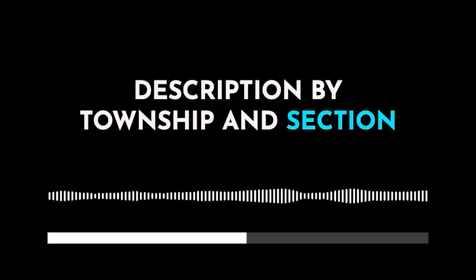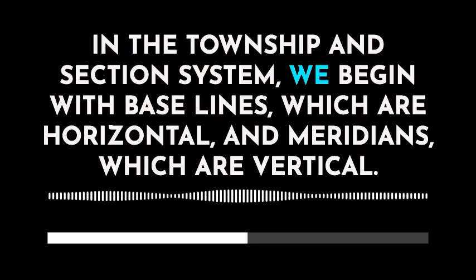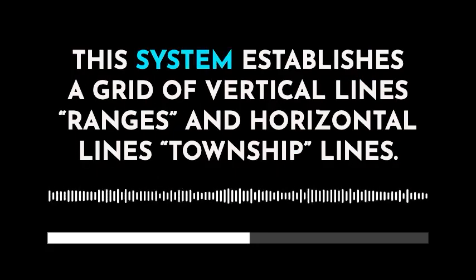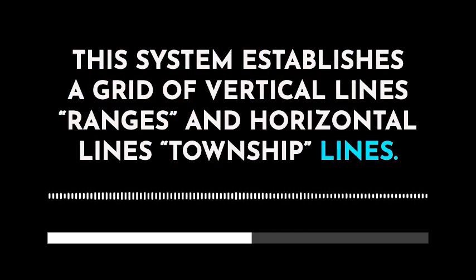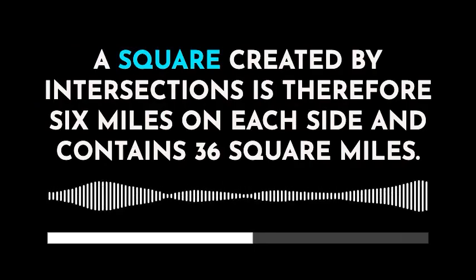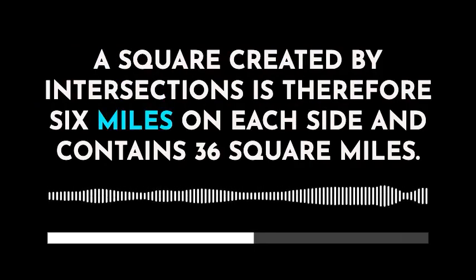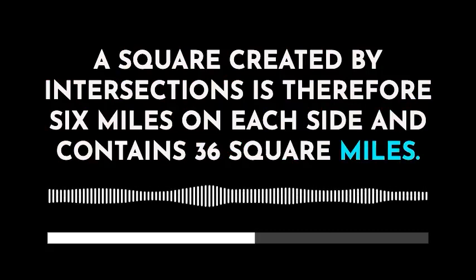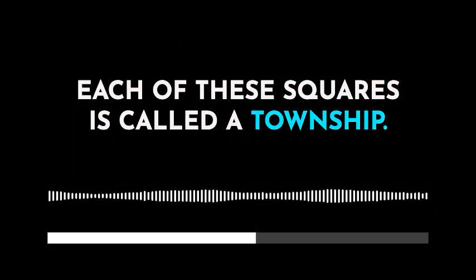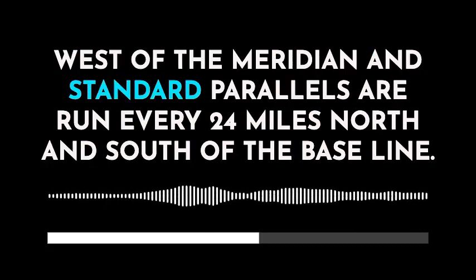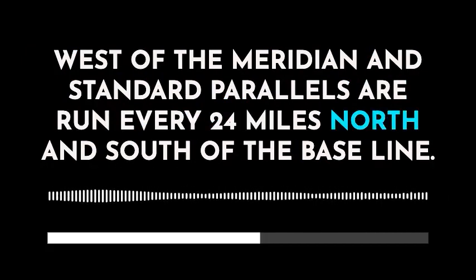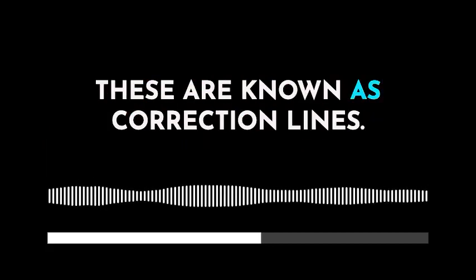Description by township and section. In the township and section system, we begin with baselines, which are horizontal, and meridians, which are vertical. This system establishes a grid of vertical lines, ranges, and horizontal lines, township lines. The lines are 6 miles apart. A square created by intersections is therefore 6 miles on each side and contains 36 square miles. Each of these squares is called a township. To correct for the spherical shape of the Earth, additional guide meridians are run every 24 miles east and west of the meridian, and standard parallels are run every 24 miles north and south of the baseline. These are known as correction lines.